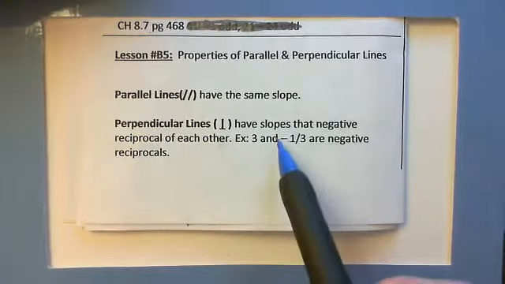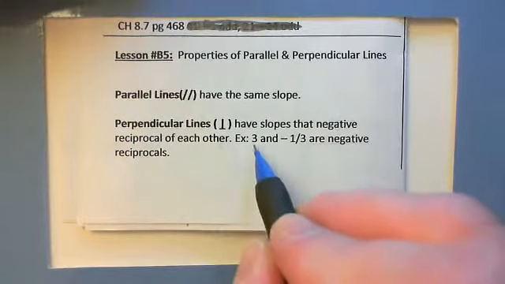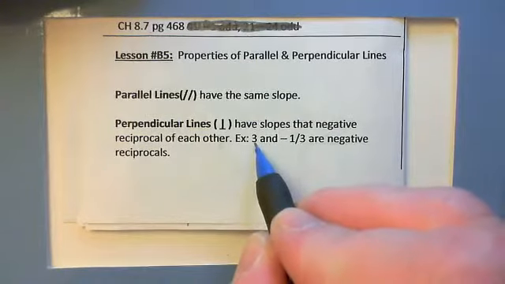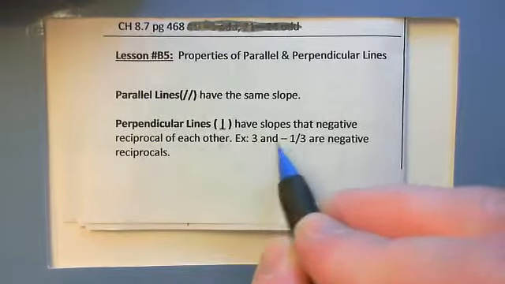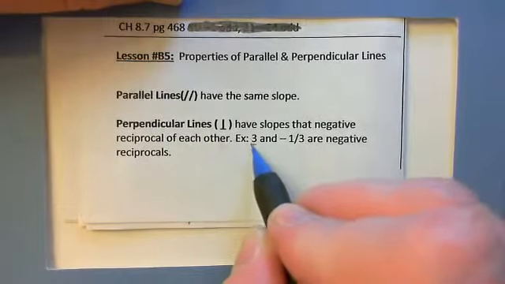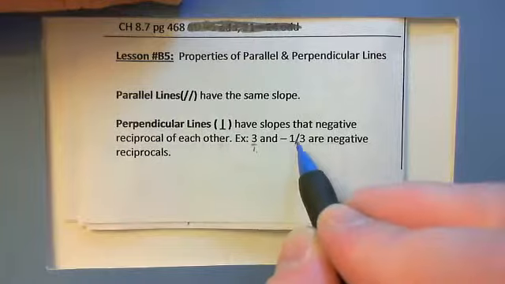What is a negative reciprocal? For example, if I have the slope 3, the negative reciprocal means I'm going to change the sign. So here it's positive, it becomes a negative, and I will flip the fraction. In other words, there's an invisible 1 here, so you flip the fraction.